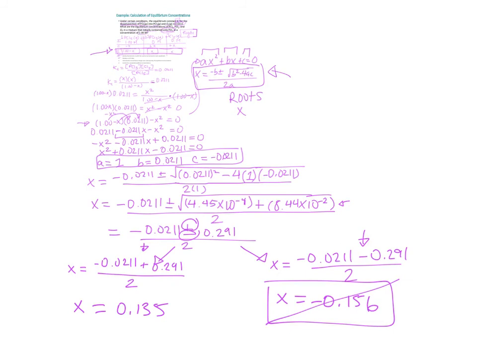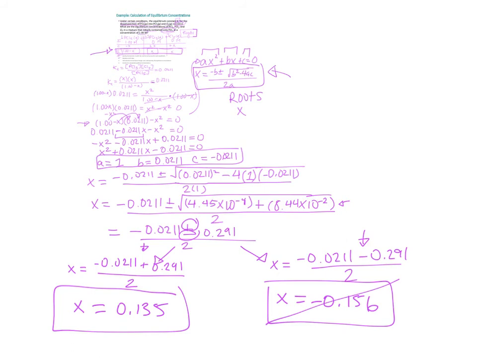Why does it not make sense? It does make sense because concentrations are either 0 or above, so 0 or positive. So for any time you have a root that gives you a negative number, that's not our answer. That's not the root we're looking for. The root we're looking for is the positive one. So this is our x. We solved for x finally.